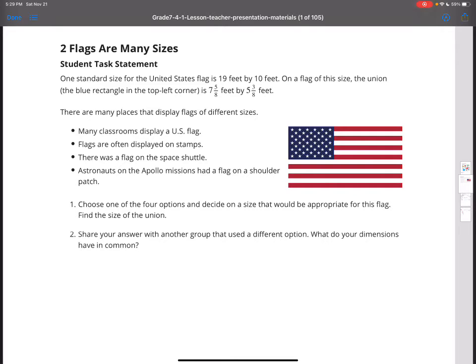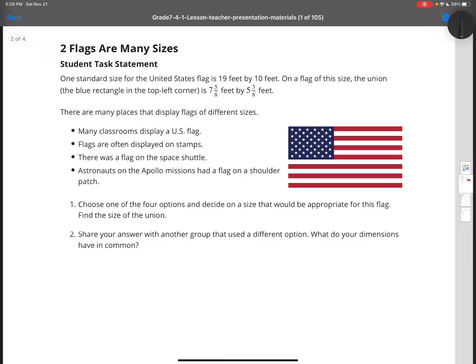There are many places that display flags of different sizes. Many classrooms display a flag. Flags are often displayed on stamps. There was a flag on the space shuttle. Astronauts on the Apollo mission had a flag on a shoulder patch. Number 1 is telling us to choose one of the 4 options and decide on a size that would be appropriate for this flag. Find the size of the Union.